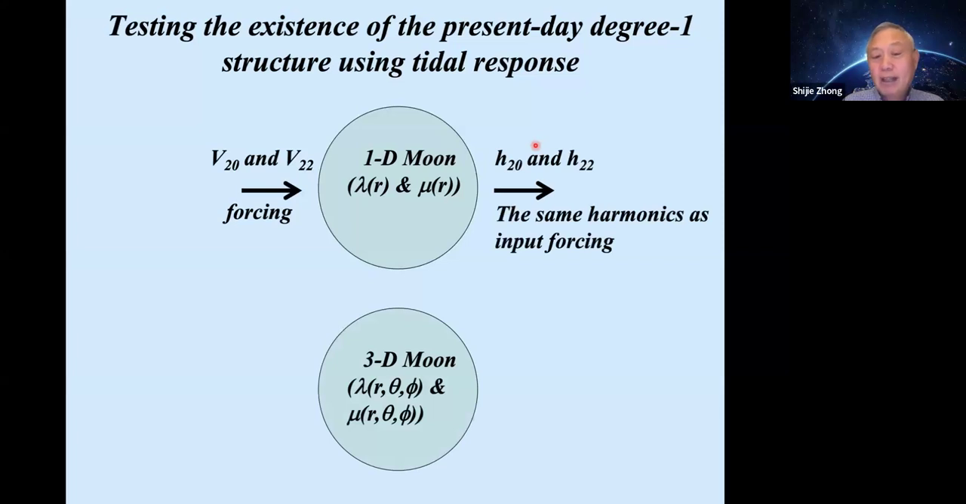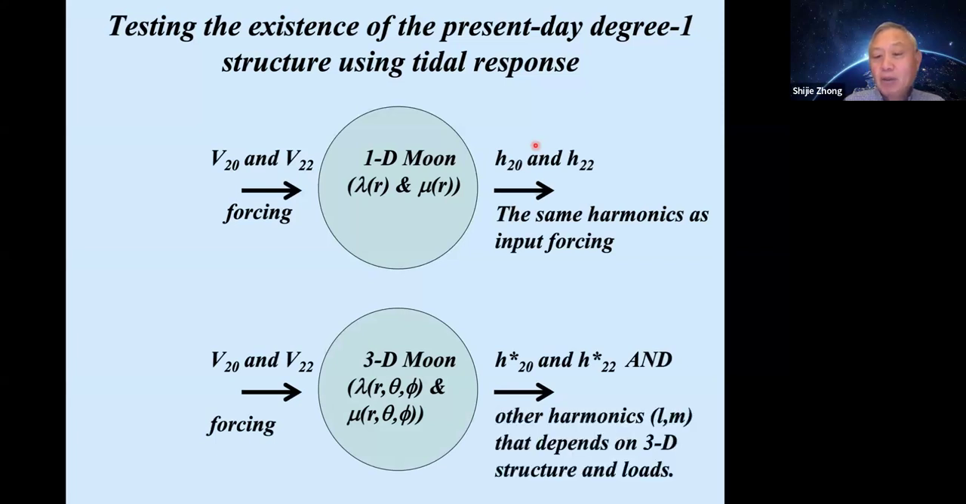But if the moon has a three-dimensional structure, then the same tidal forcing will give you not only the 2-0 and 2-2 responses, but you will also start to see other harmonics. If you can observe or detect those other harmonics, then you can do an inversion to see what the lunar mantle structure looks like.